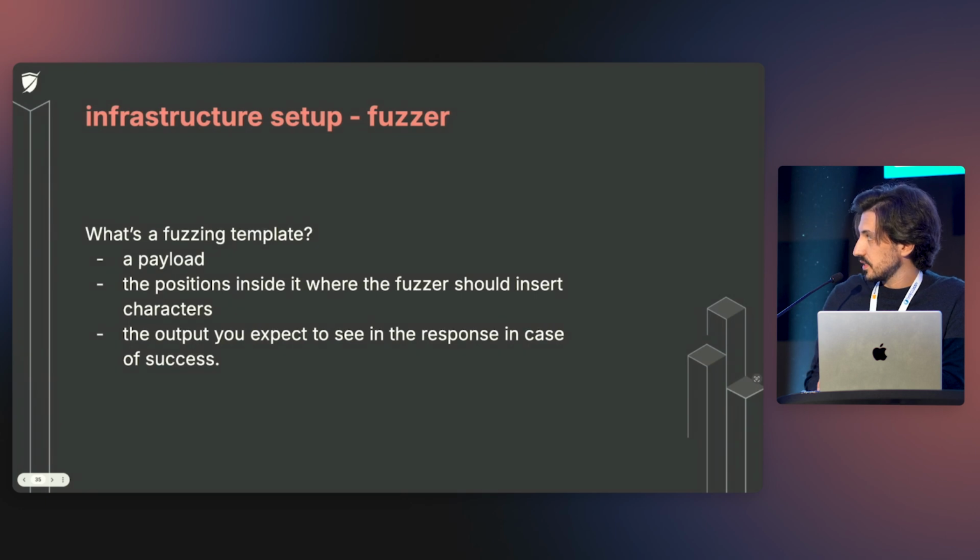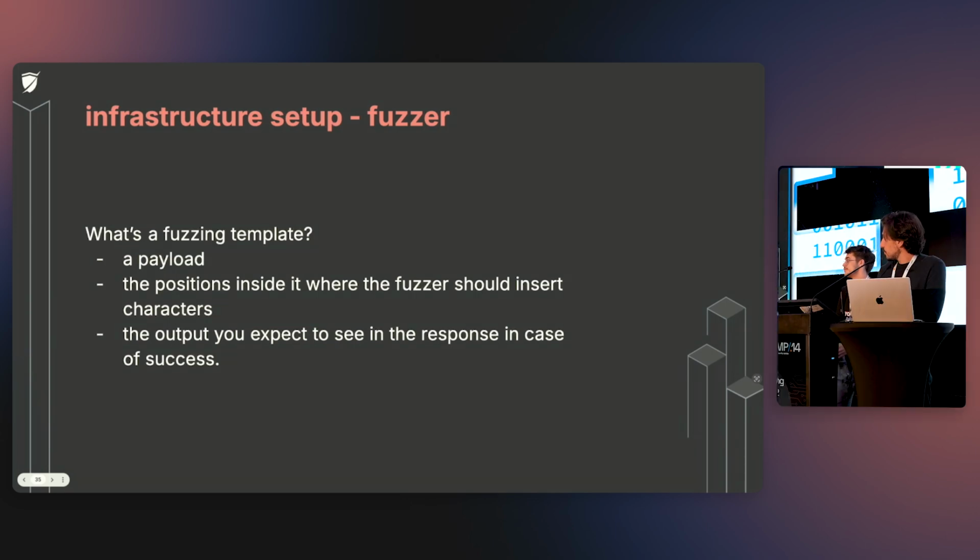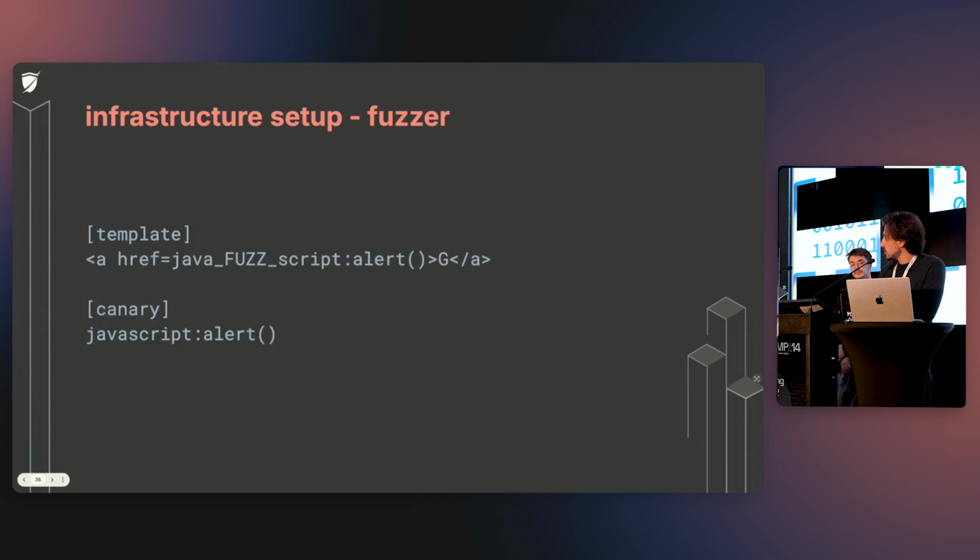How do you define a fuzzing template? A fuzzing template is three things. It's a payload, it's the position inside the payload where the fuzzer should insert characters, and the output that we expect to see in the response in case of success. This is a template. Here we are fuzzing the inside of the JavaScript string, and we expect to see the JavaScript alert string on a successful payload execution.